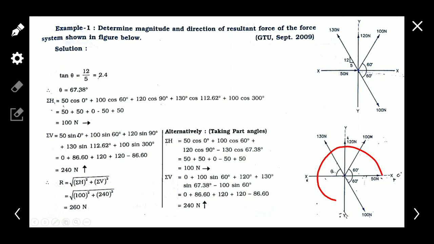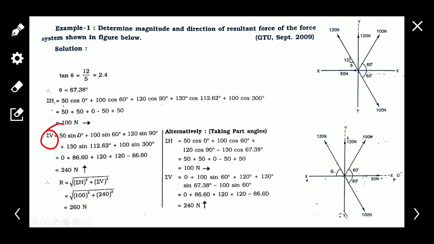Now the 100 Newton force. Here the total degree is 360, so the total angle of this force is 360 minus 60, which is 300 with the 0. So its horizontal component is 100 cos 300. Okay, clear? Now we can calculate all the values, and we get 50, minus 50 and 50. The summation of horizontal is 100 Newton and it's positive.